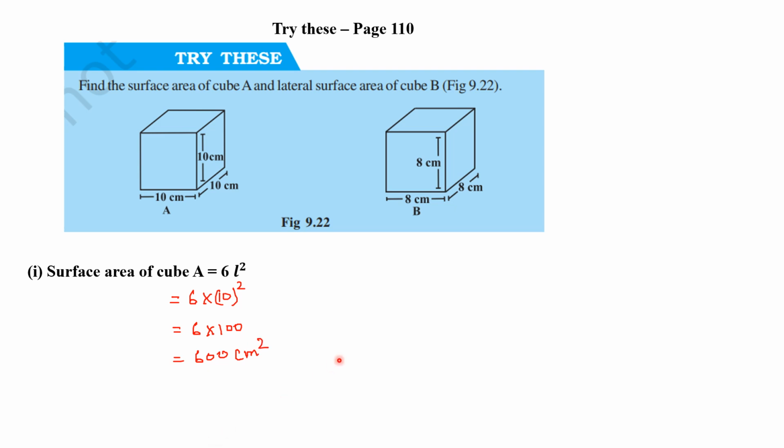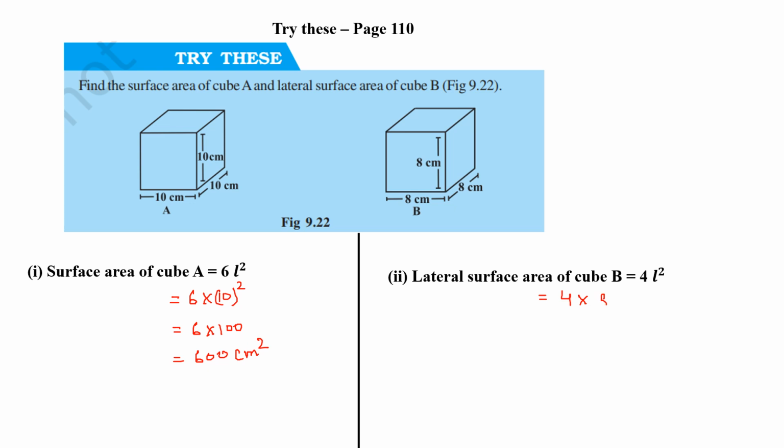Okay. Now moving to the next question. Here you have to find the lateral surface area. The lateral surface area formula is 4L square. So from here I can write 4 into, and the measure of each side is given as 8, so 4 into 8 square, which gives 4 into 64. If you multiply 4 and 64, you will get the product as 256. So you can write the lateral surface area of cube B is 256 centimeter square.